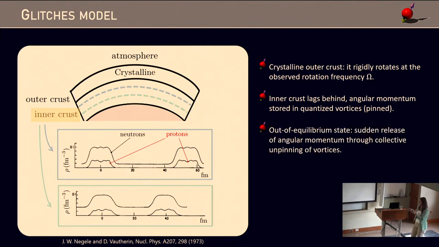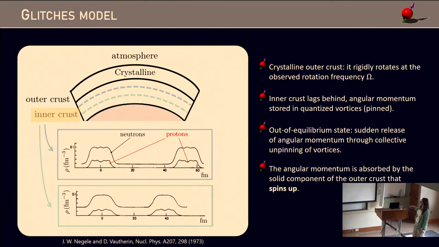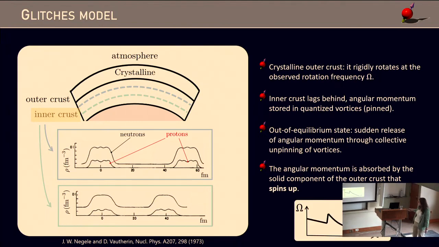Then, during the slowdown process, the inner crust would lag behind until it reaches an out of equilibrium state. After this, it will release a sudden amount of angular momentum through a collective unpinning of vortices. And this angular momentum that is released from the inner crust is absorbed by the outer crust. And this causes the sudden spin-up of the glitch. So this is the reason for this sudden spin-up that I showed to you before.